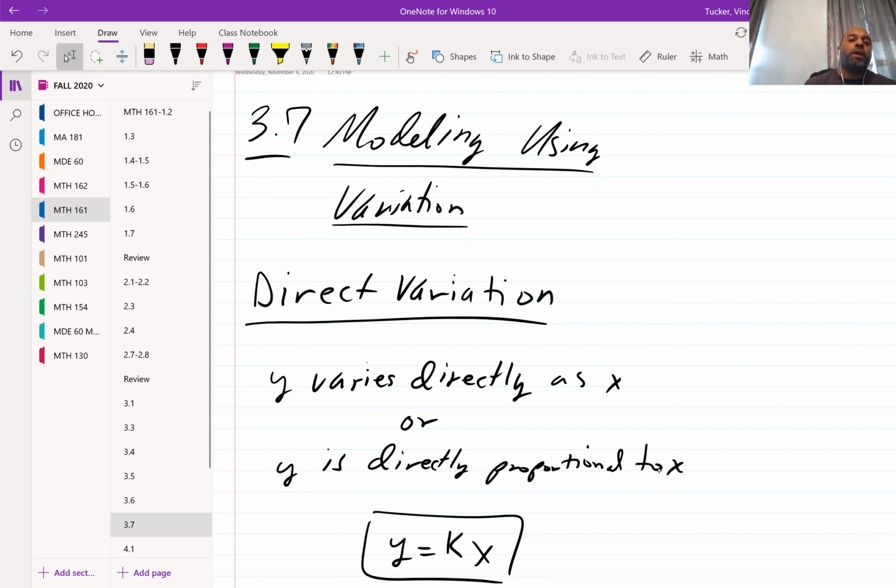So the first one is direct variation. Notice the key phrase here: y varies directly as x, or y is directly proportional to x. That prompts you to set it up this way: y equal to kx, where k is the constant of variation. So k is always going to be a part of all of these variation problems.